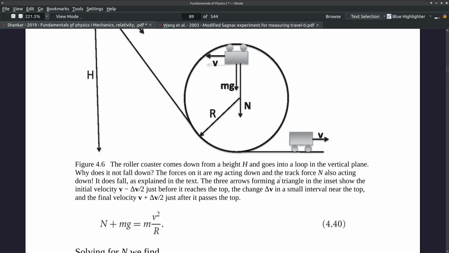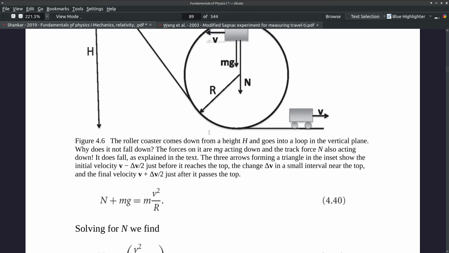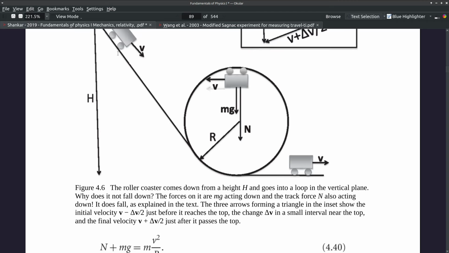The roller coaster comes down from a height of h and goes into a loop in the vertical plane. Why does it not fall down? The forces on it are mg acting down and the track force N also acting down. It does fall. As explained in the text, the three arrows forming a triangle in the inset show the initial velocity v minus delta v over 2, just before it reaches the top, the change delta v in a small interval near the top, and the final velocity v plus delta v over 2 just after it passes the top.